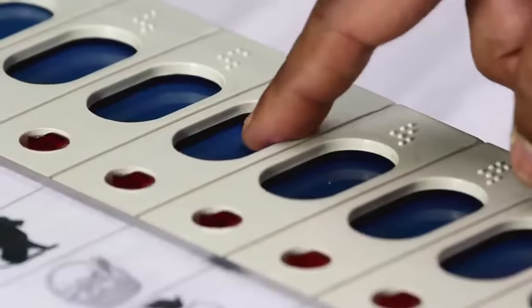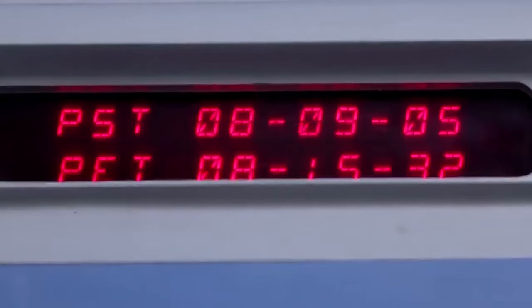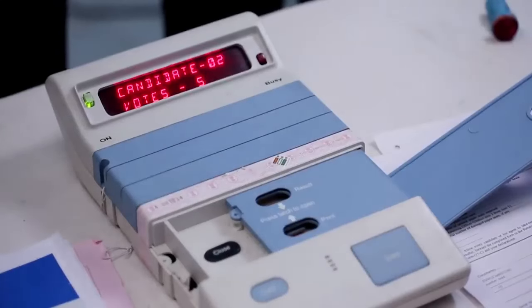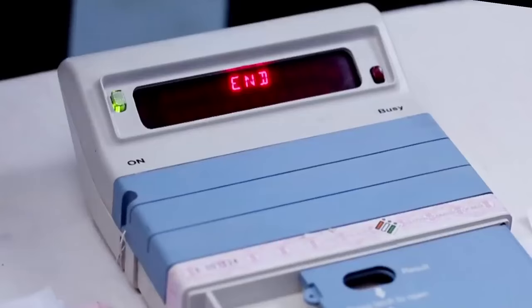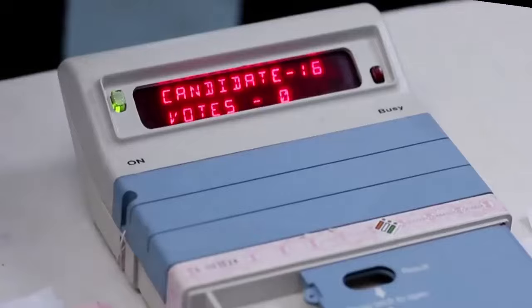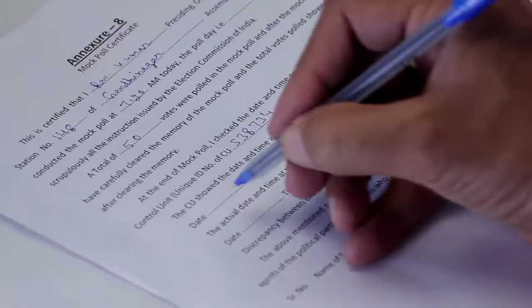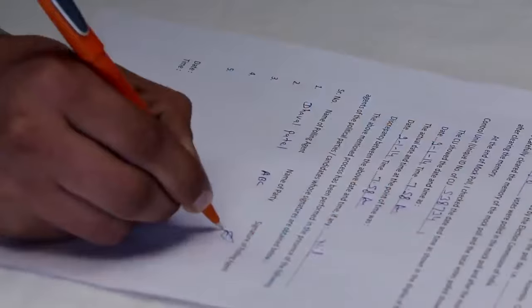press the close button. Then, press the ballot button to show that no votes can be polled after pressing of the close button. Then, press Result button and show the agents the candidate-wise result of the mock poll. Once they are satisfied, clear the mock poll data from the EVM. After this, prepare the mock poll certificate and get it signed by the polling agents and observers.